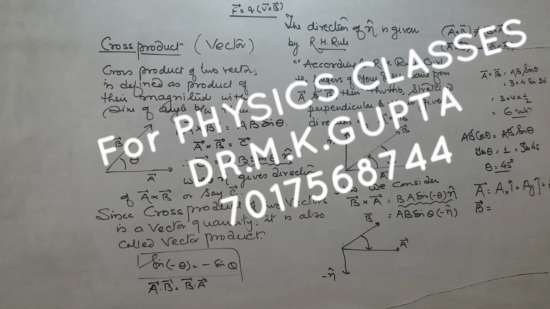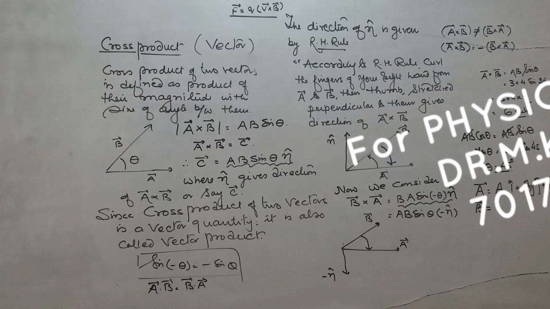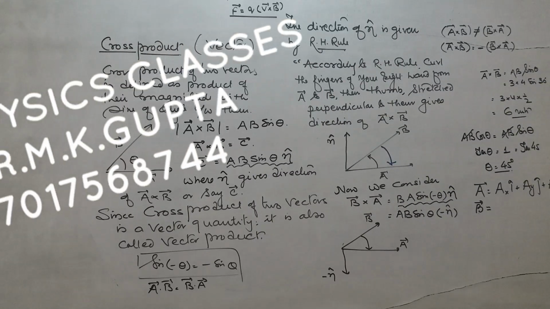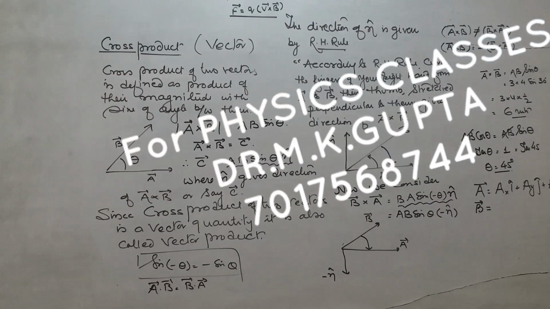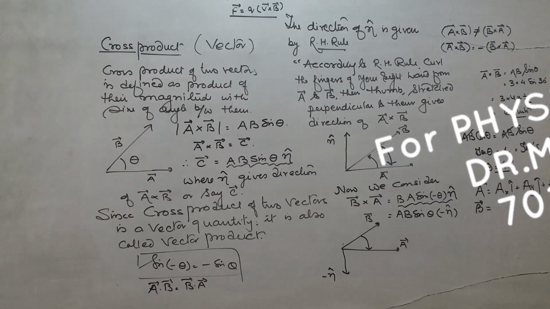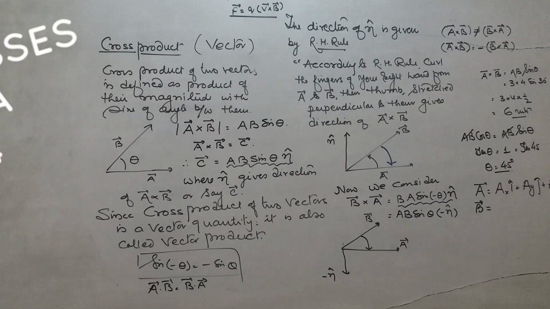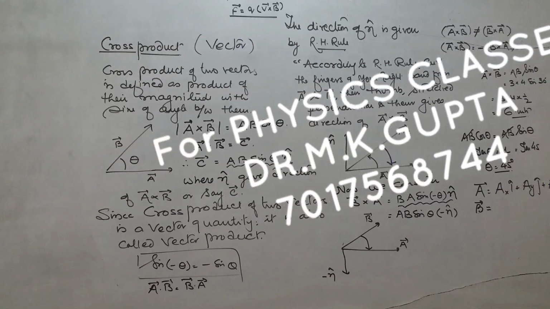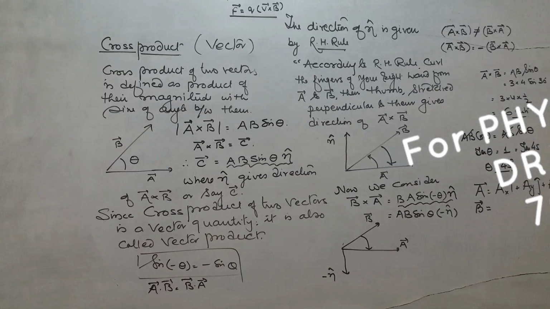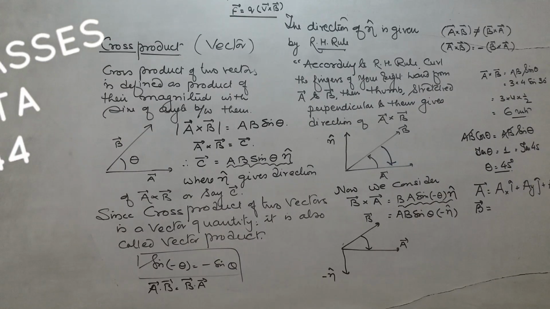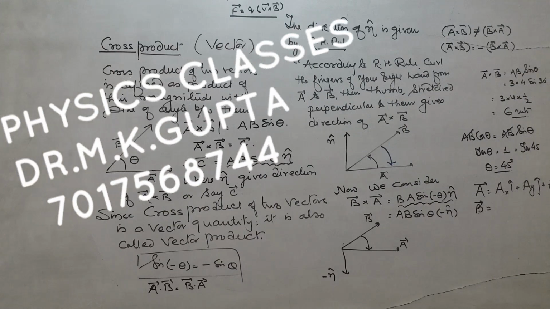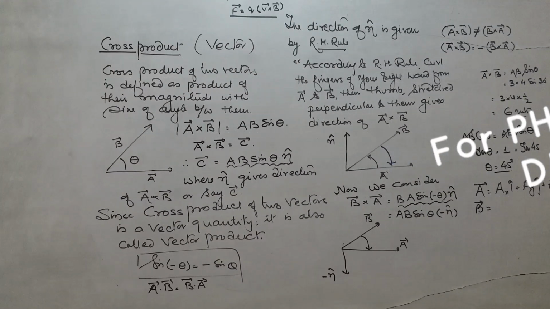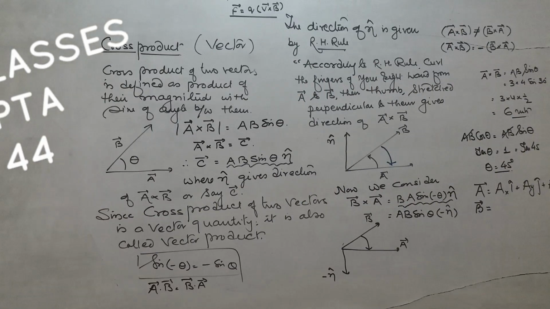Remember that we shall curl the fingers of our right hand from the first vector to the second vector. Suppose it is given B vector cross A vector, then we shall curl the fingers from B vector to A vector. Then the thumb will point in the downward direction. So the cross product of B vector with A vector will be vertically downward.